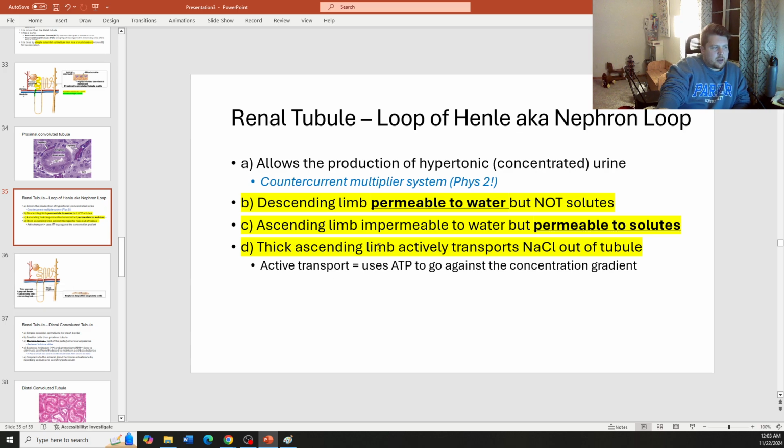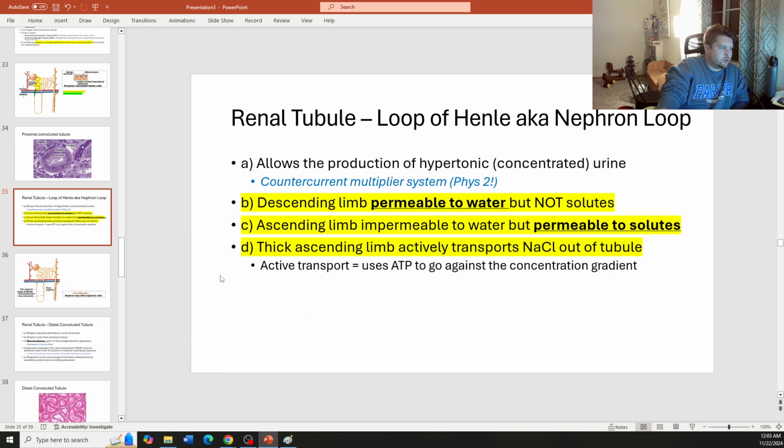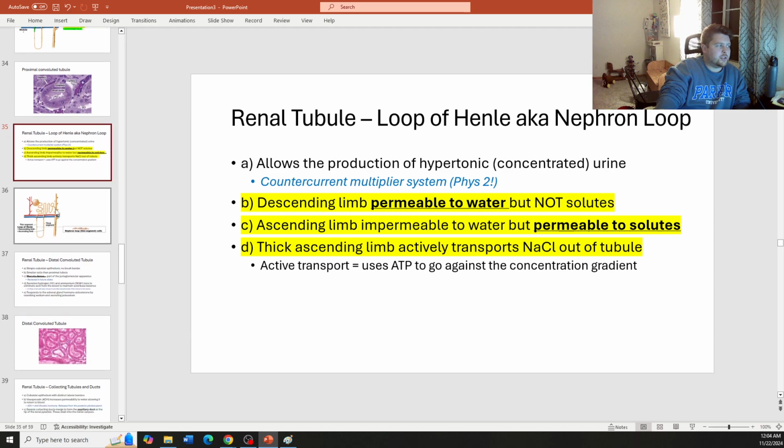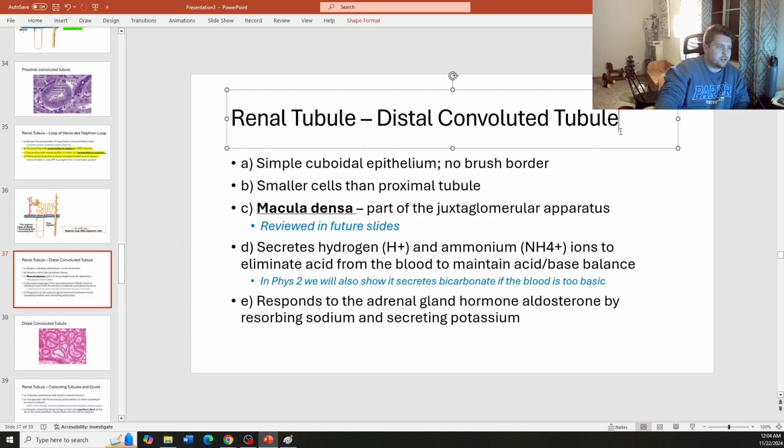The thick ascending limb does active transport. It actively transports sodium chloride out of the tubule. We'll talk about transport types a lot more in Phys 1, and then you'll dive super deep into all of this stuff in Phys 2, that's Try 3. So here is that loop of Henle, or the nephron loop. We have the thin descending segment, the thin ascending segment, and then the thick ascending segment. Now this finally becomes the distal convoluted tubule.